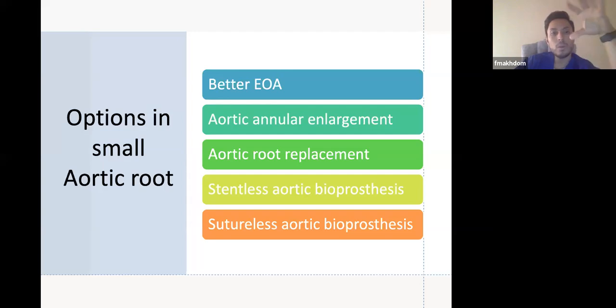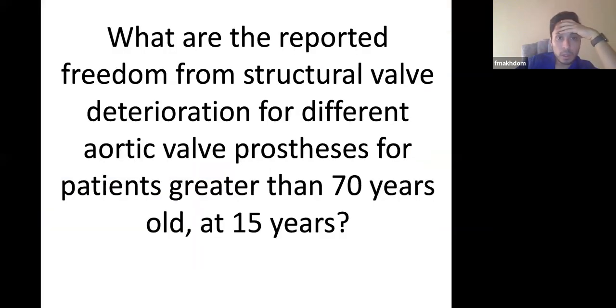Okay. So we covered this small root, I think. It's a typical question, a common question in the exam or in the oral as well. So you should be very familiar with it.